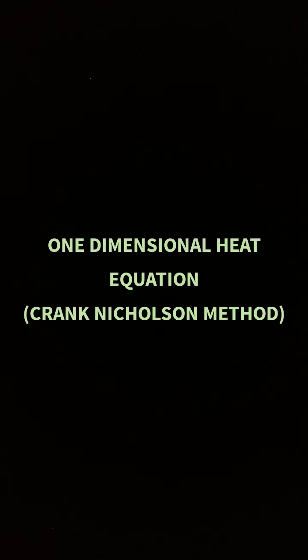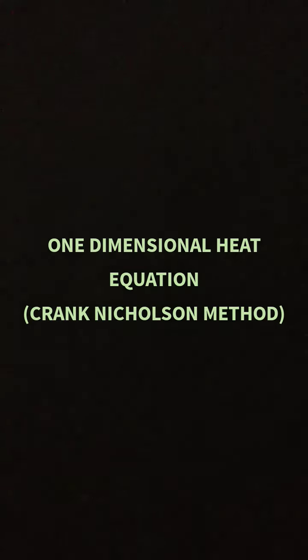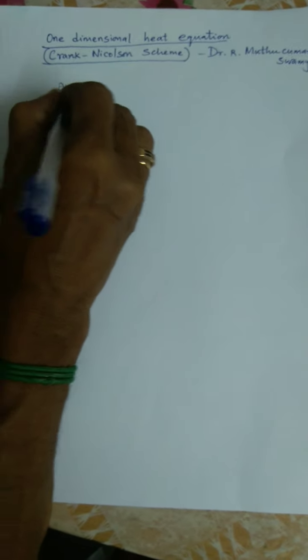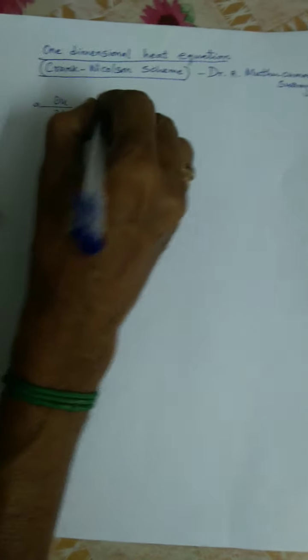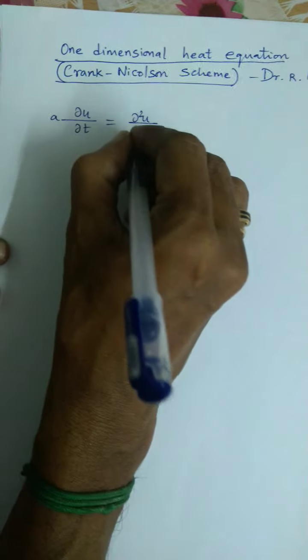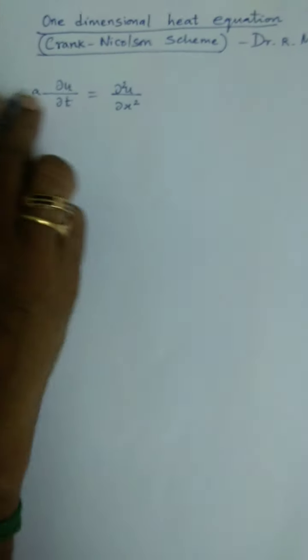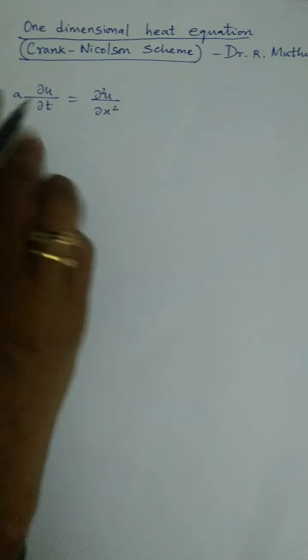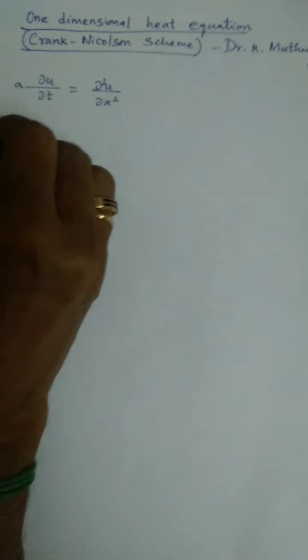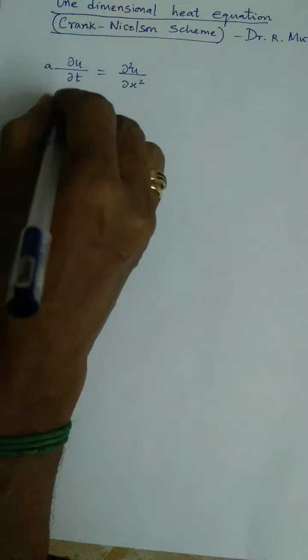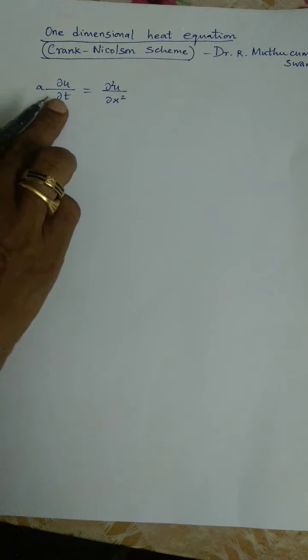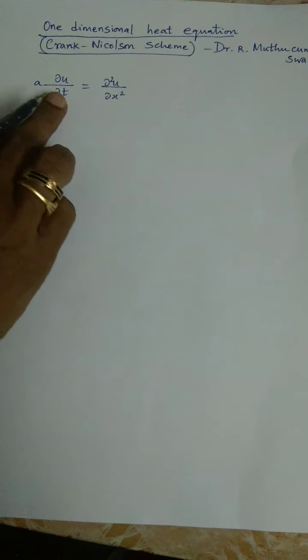I am going to discuss today the one-dimensional heat equation using the Crank-Nicholson scheme. You know the general form of the one-dimensional heat equation, a ∂U/∂T equals ∂²U/∂X². In this case, I am going to use the finite difference solution of the equation. So ∂U/∂T, instead of using the dummy variable T, I am going to take Y.